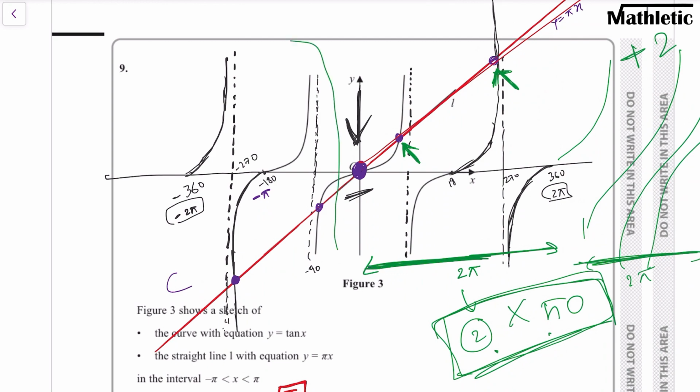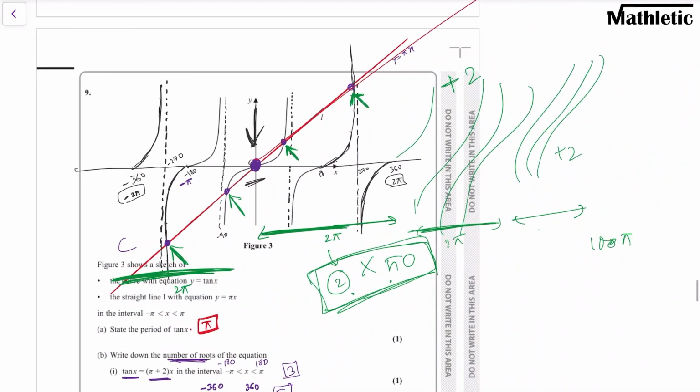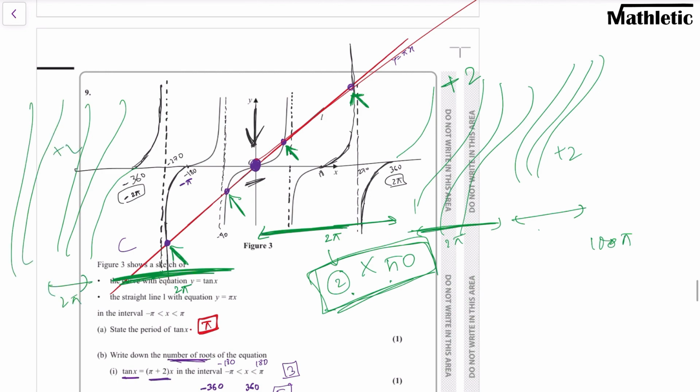So at the left side of the origin, this portion, you have two intersecting points, right? One, two. So this is for a range of 0 to minus 2 pi, as in a 2 pi gap. If I replicate this for the next 2 pi, you will have two more points. For the next 2 pi, you will have two more points. In short, it will be 2 into 50 at the left side.